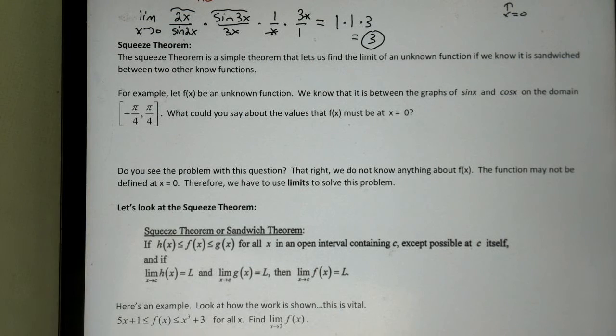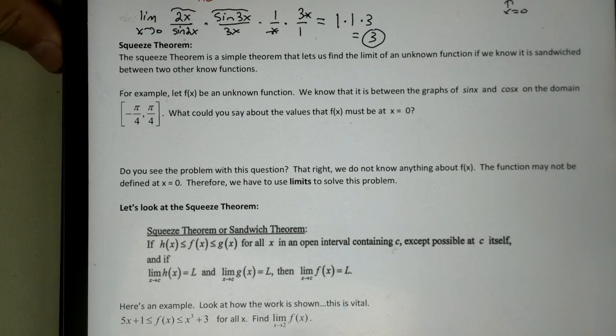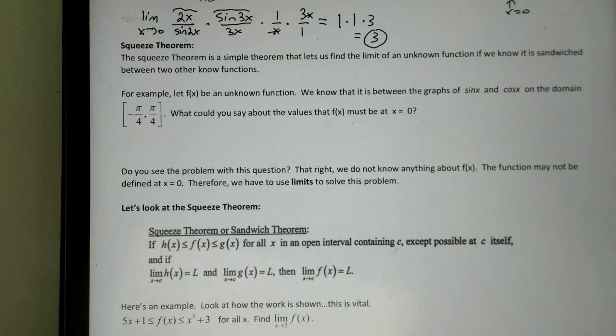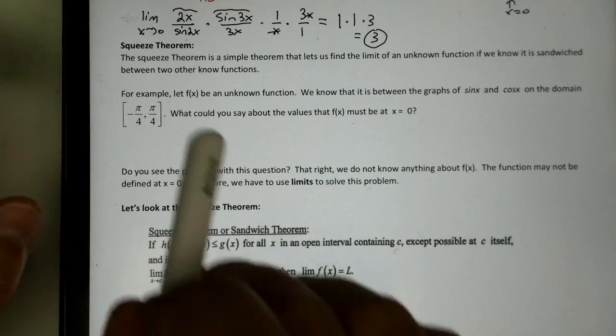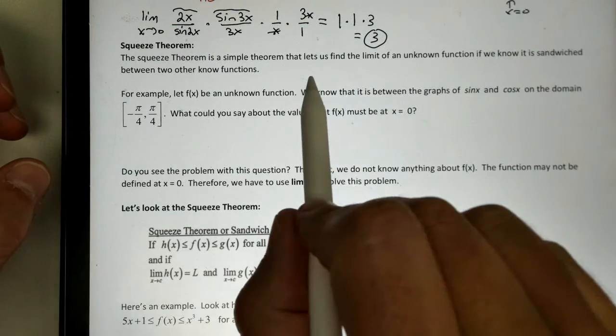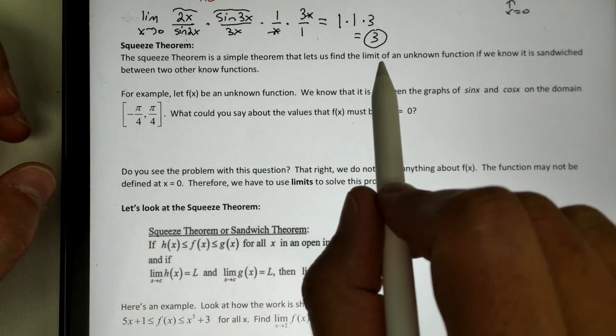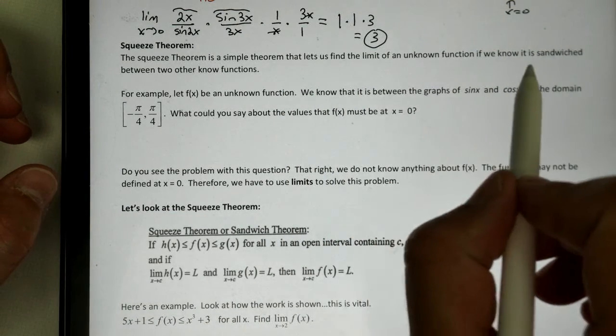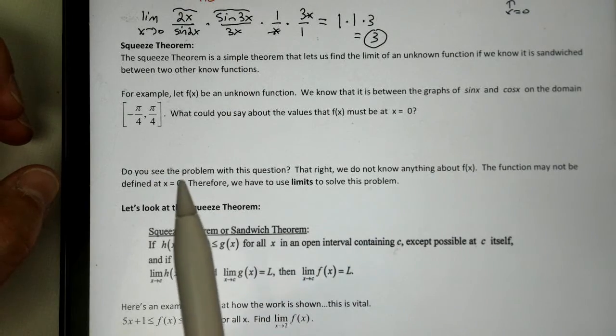Hello, welcome back to Squeeze Theorem, quite possibly the easiest theorem in all of mathematics. All you have to do is literally regurgitate what I'm about to tell you. So the Squeeze Theorem has a basic premise. The Squeeze Theorem is a simple theorem that allows us to find the limit of an unknown function if we know it is sandwiched between two other functions.